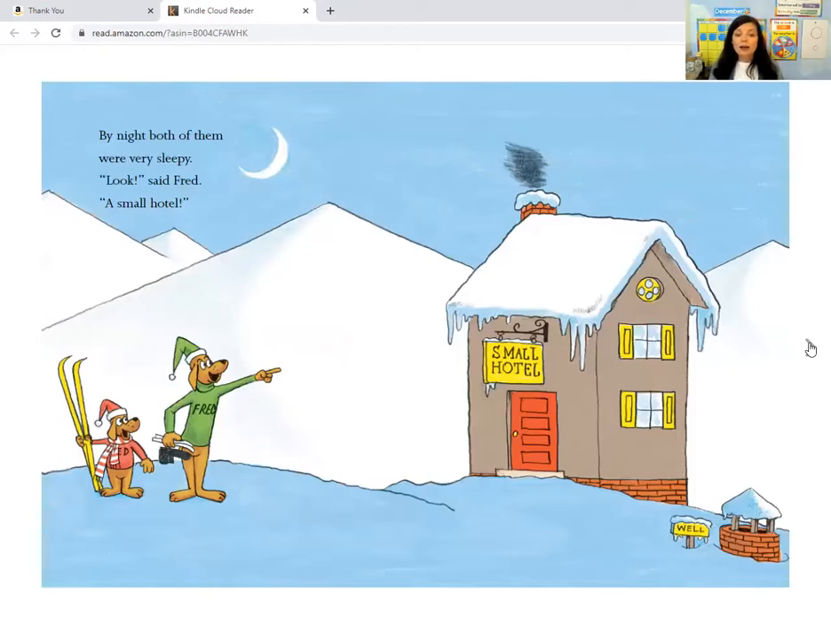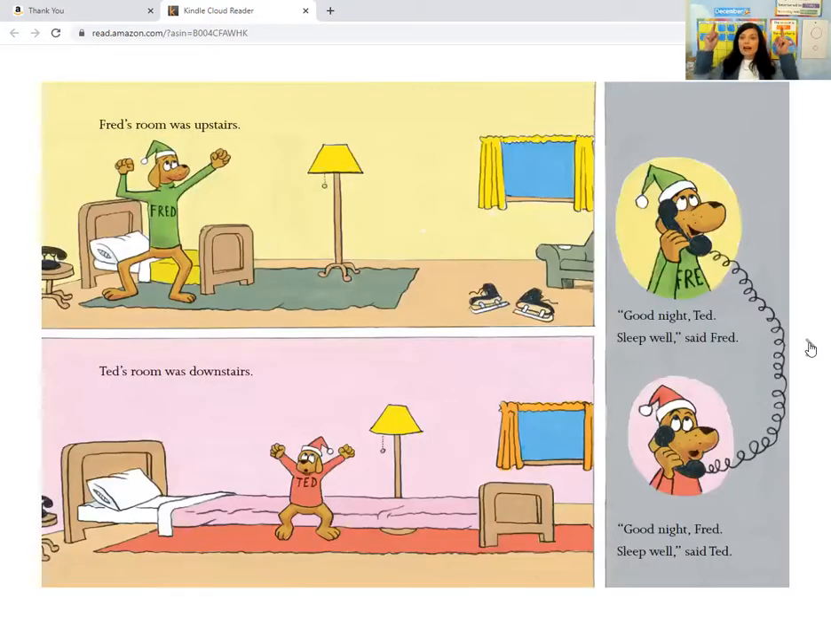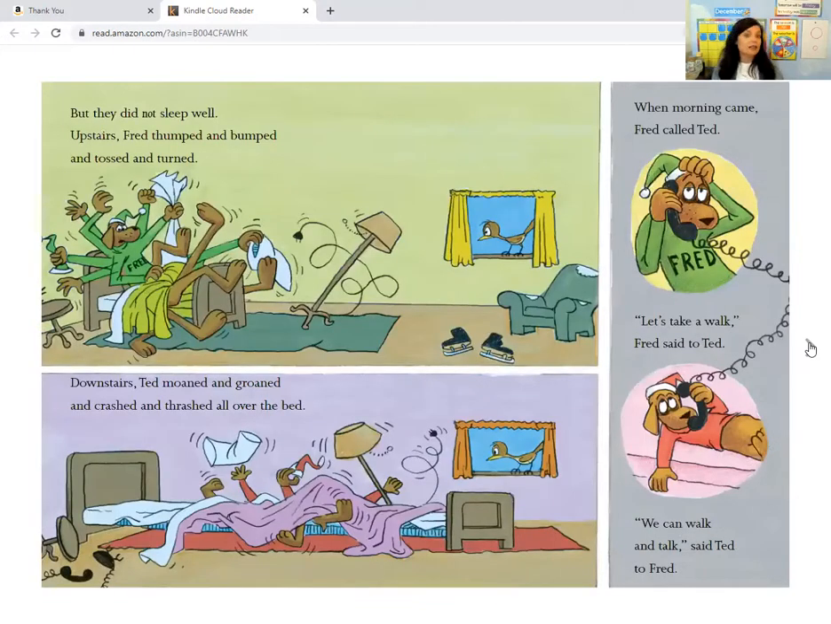Look, said Fred, a small hotel. Fred's room was upstairs. Ted's room was downstairs. Good night, Ted. Sleep well, said Fred. Good night, Fred. Sleep well, said Ted. But they did not sleep well. Upstairs, Fred thumped and bumped and tossed and turned. Downstairs, Ted moaned and groaned and crashed and thrashed all over the bed.